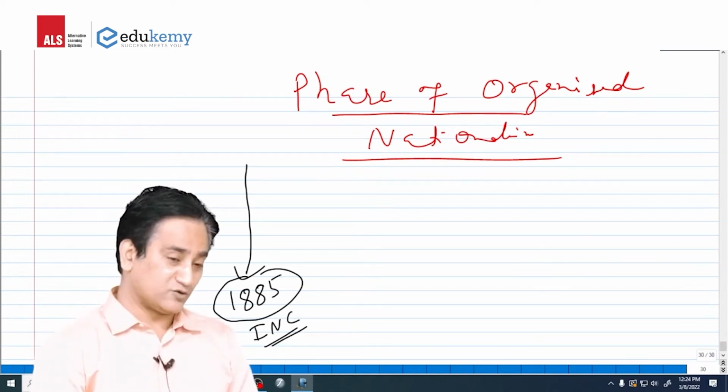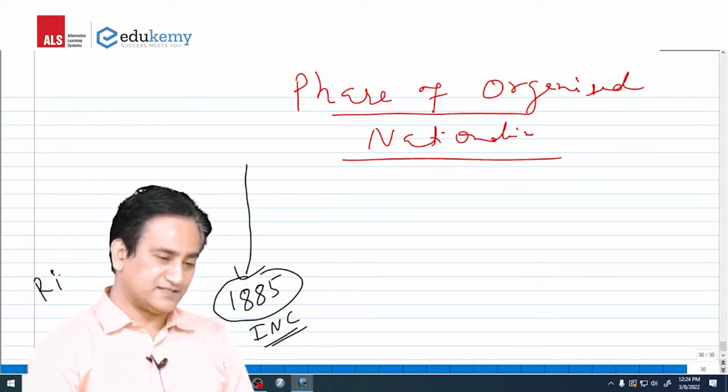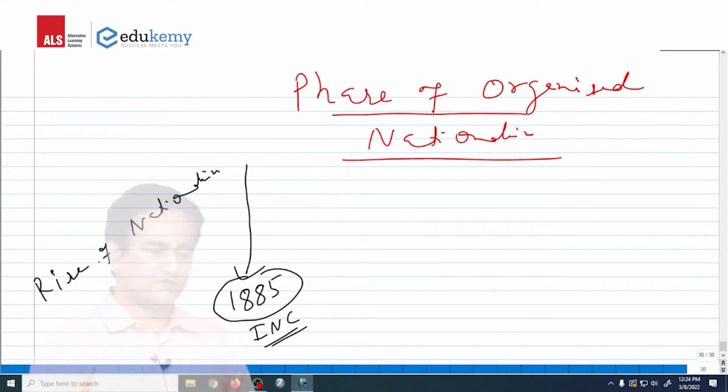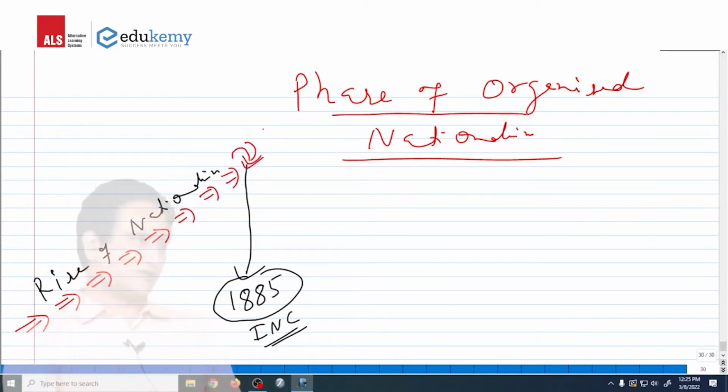Nationalism was there, try to understand it, rise of nationalism, right? Even within the 19th century, you will see the rise of nationalism. Gradually there was a rise of nationalism, and finally the culmination of this rise of nationalism was the formation of Indian National Congress. I hope you are getting this idea. We are not saying that nationalism rose with this formation. What we are saying is that this was the culmination of the process of rise of nationalism in 1885.